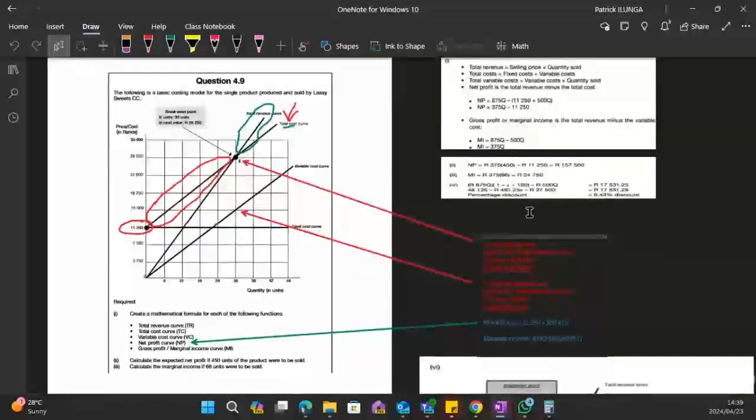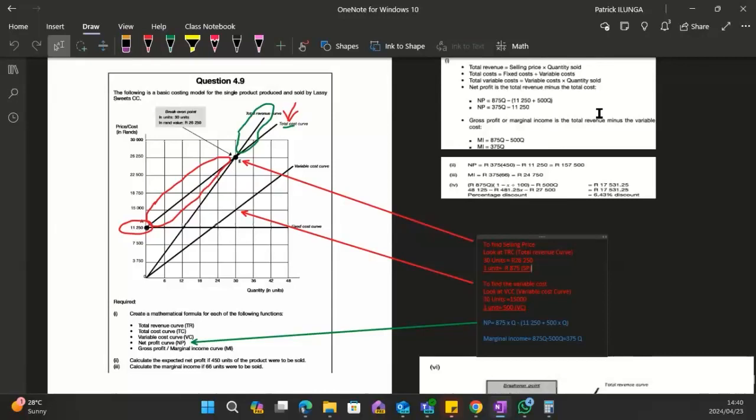How do we get the variable cost? It says here the total variable cost will be variable cost per unit multiplied by the quantity sold. We know the variable cost per unit, right? It's 500. Multiply by whatever quantity sold. We just call the quantity Q.